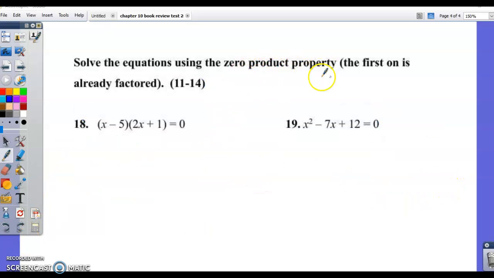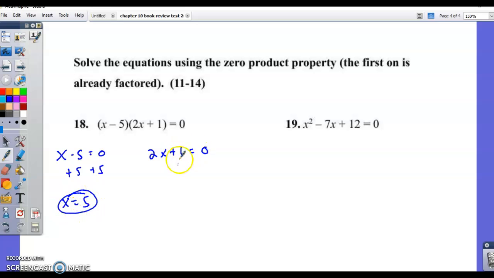All right, so these we're using the zero product property. This one's already factored, so we can set each of these equal to 0. X minus 5 equals 0, and 2x plus 1 equals 0. Add 5 to both sides. X equals 5 for one of my solutions. Subtract 1, so 2x equals negative 1, divide by 2, and x equals negative 1/2.